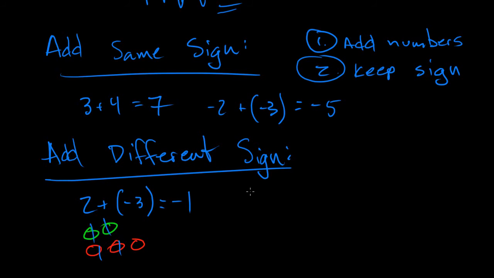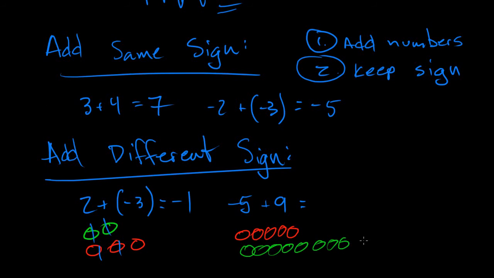Or likewise, if I had 5 negatives and 9 positives, I'd be picturing my 5 negatives and 9 positives. And the canceling would leave me with 4 positives.